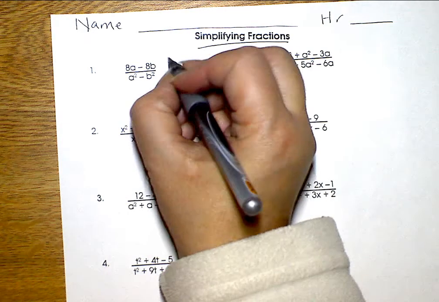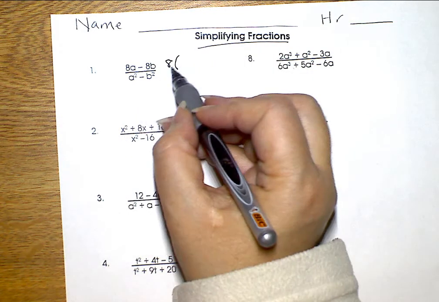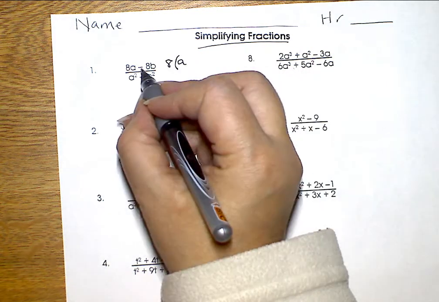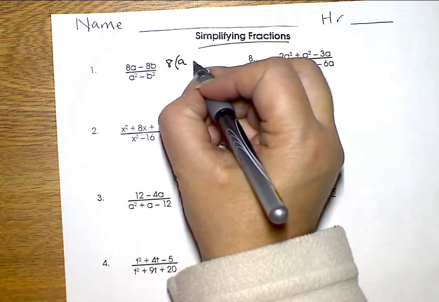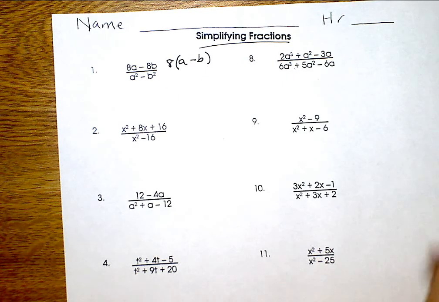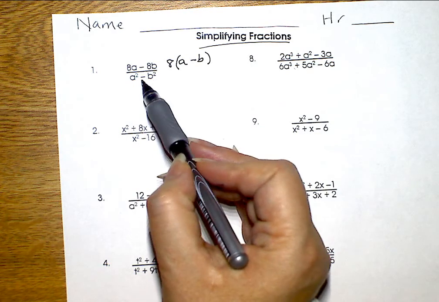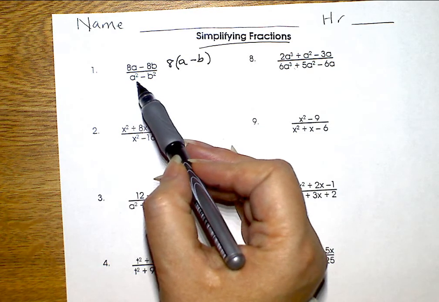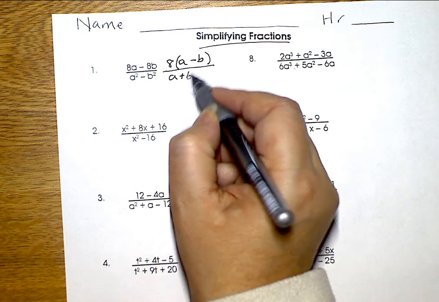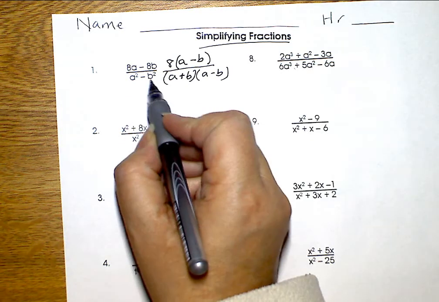8. So we are going to go 8, and then 8 times what gives me 8a? A. 8 times what gives me negative 8b? Negative b. On the bottom, you guys have to start remembering that if you have two perfect squares separated by a subtraction, what do those factor into? A plus b and a minus b. Remember, it's the square root of the first and then the square root of the second.